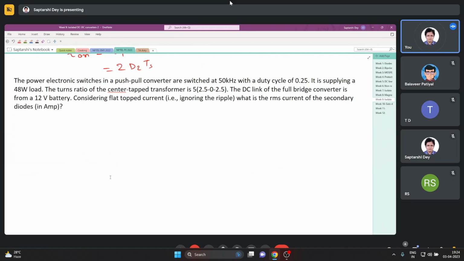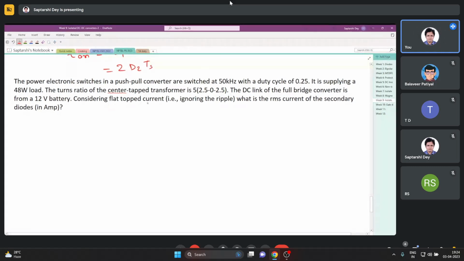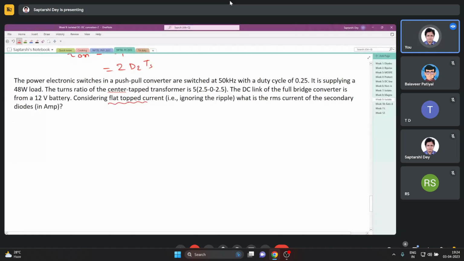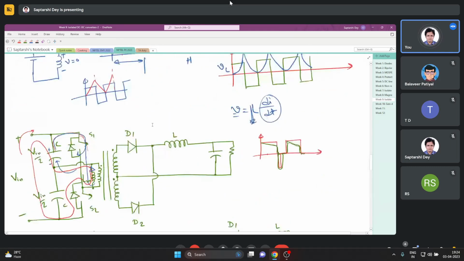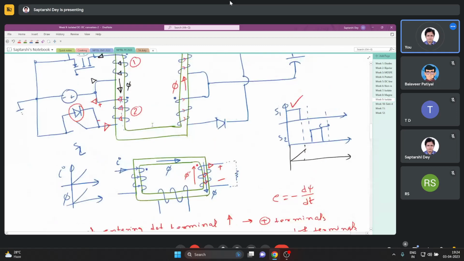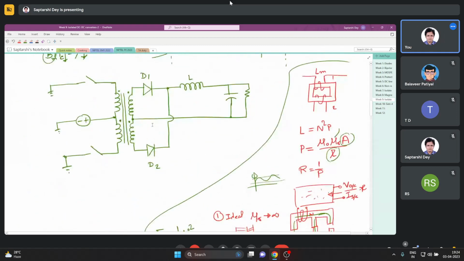Okay, so they said considering flat topped current, but they did not mention which current is to be considered as flat topped, output or what. But anyway, we'll draw the waveforms and see. Push-pull converter, I think by now you can recall the converter circuit. I will copy this, a clean diagram.